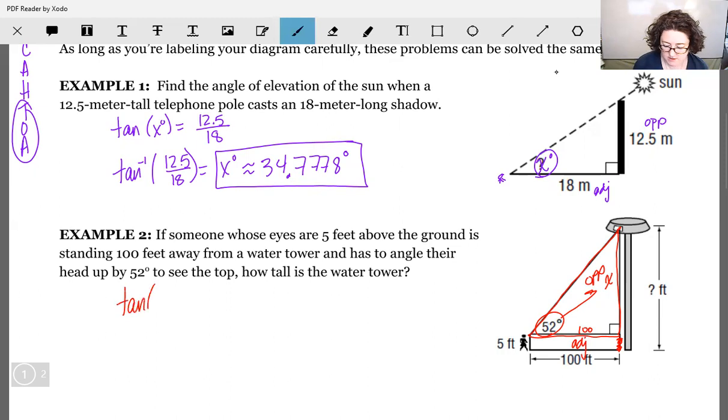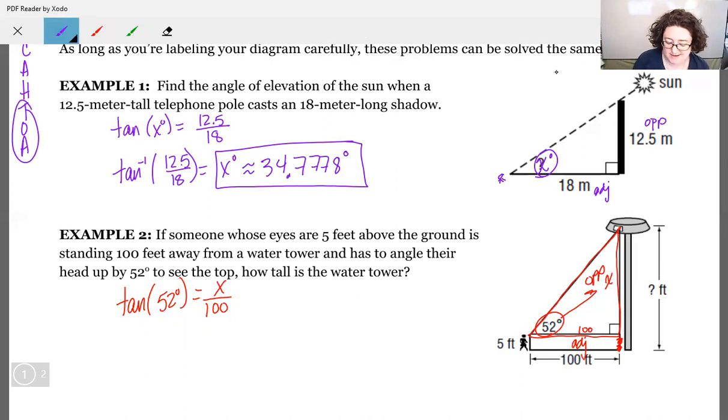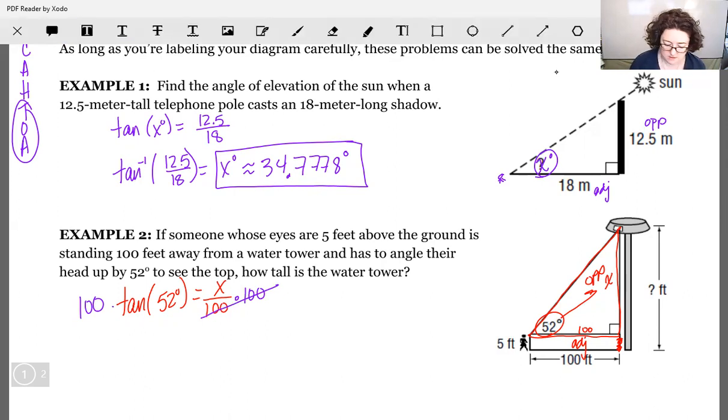So tan of our angle, 52 degrees, equals our opposite over adjacent. And this is like what we did in lesson 7C, where we were solving for missing sides. I don't have to do my switcheroo on this one. I don't have to try to get an x out of the angle position, but I do need to deal with that 100, get that out of the denominator of the fraction so I can work the problem. Okay, so multiply both sides by 100. Then that takes care of our 100. And we have 100 tan 52 degrees equals our x.